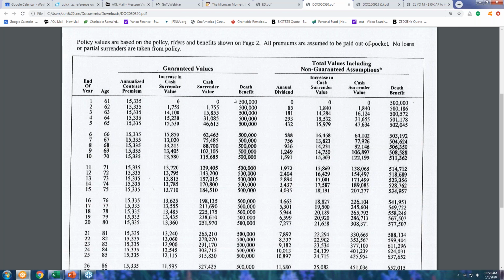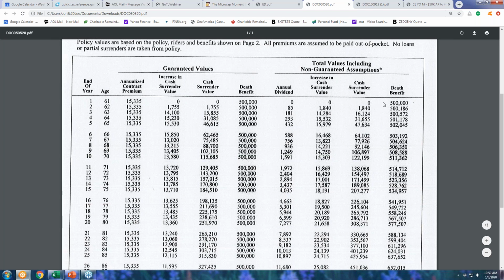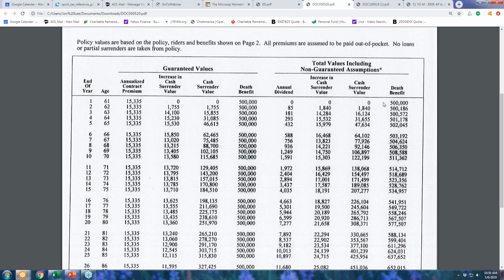But what this life insurance illustration does is it shows somebody how to turn their taxable $500,000 IRA into a tax-free life insurance policy. Simple, right? Let's turn your taxable $500,000 IRA into a tax-free life insurance policy.